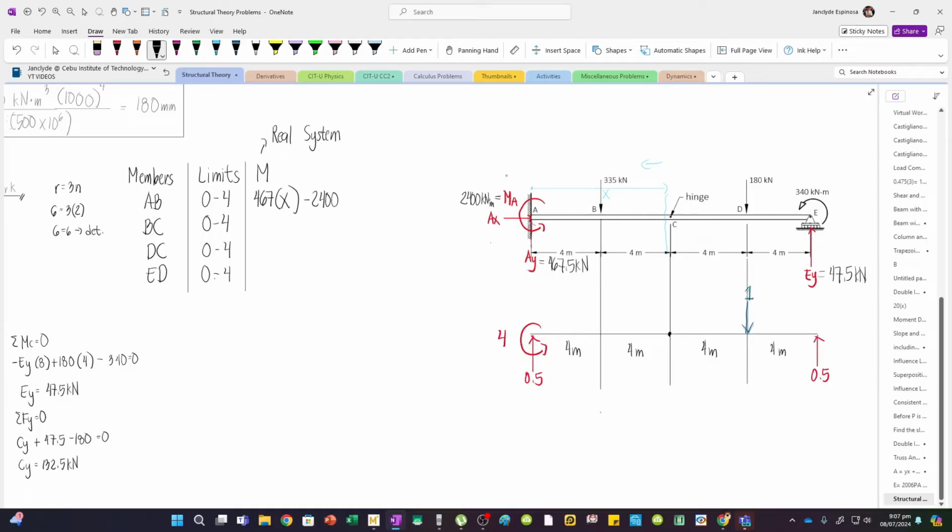By the way, ito pala yung dapat mong tandaan. Mali yung label ko. Check mo yung limits. Yung limits ng BC is from 0 to 4. So, essentially, it starts directly at point B going to C. So, our X is actually defined by this distance. This is X.